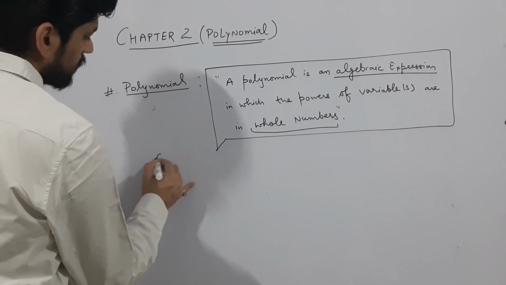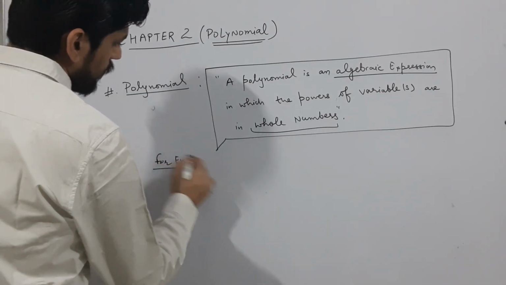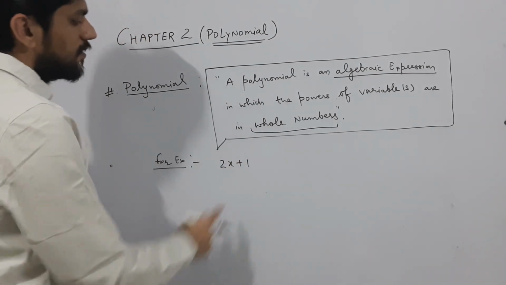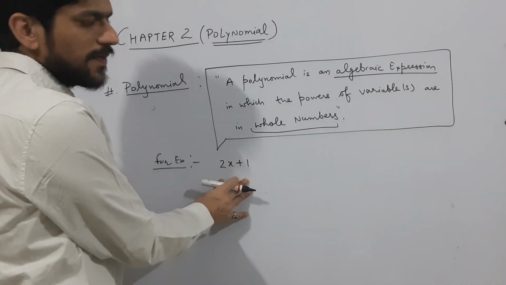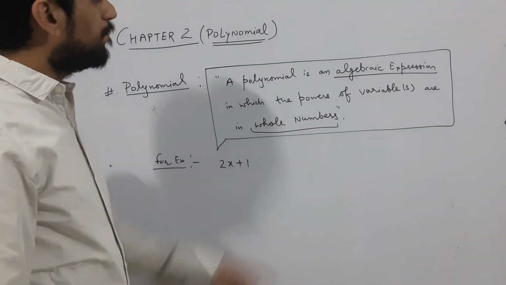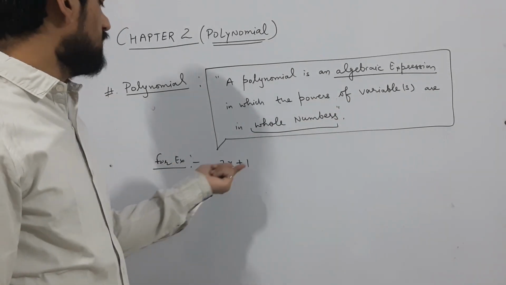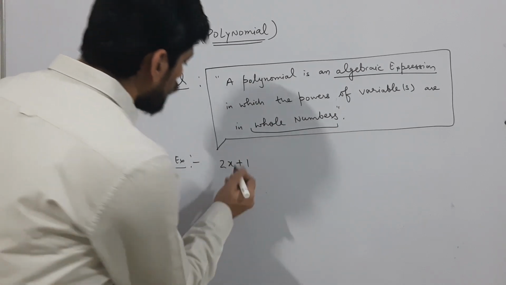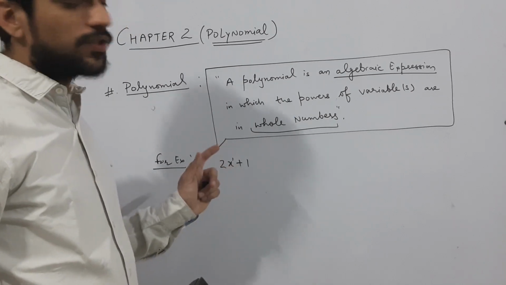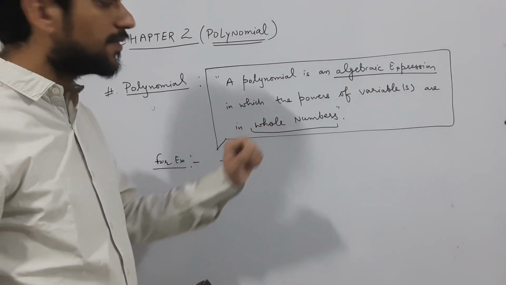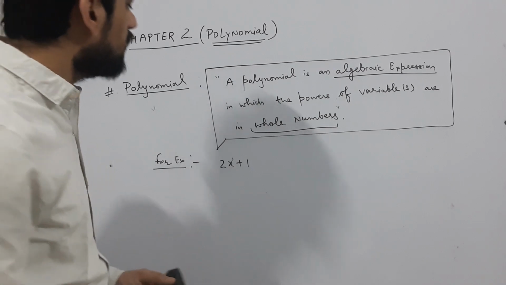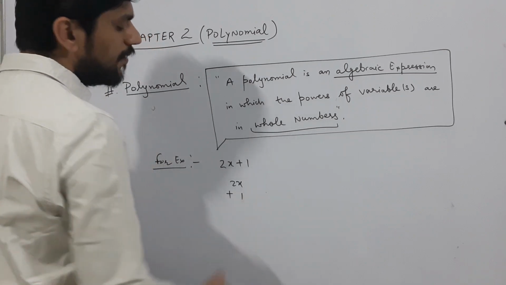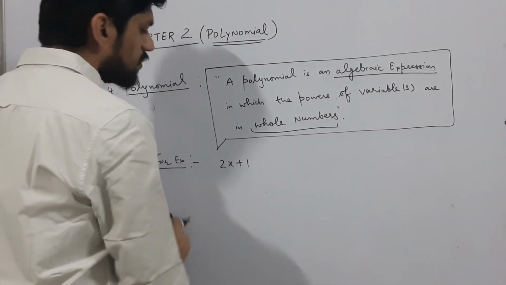For example, 2x plus 1. This is a polynomial. It is an algebraic expression. It contains a variable and a constant. Can you identify the variable? Yes, the alphabet term, that is x, is the variable here. What is the power of x? Its power is 1, and 1 is a whole number. So the power of variable must be a whole number. And how many terms are there in this polynomial? There are 2 terms, 2x and 1. They are connected by a plus symbol. So this is a polynomial.